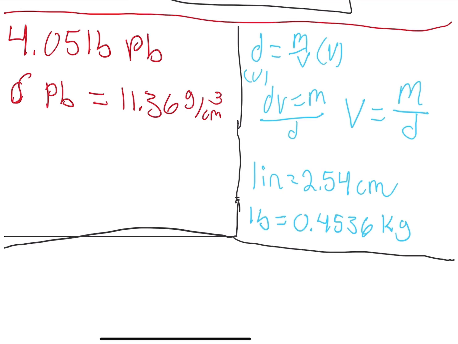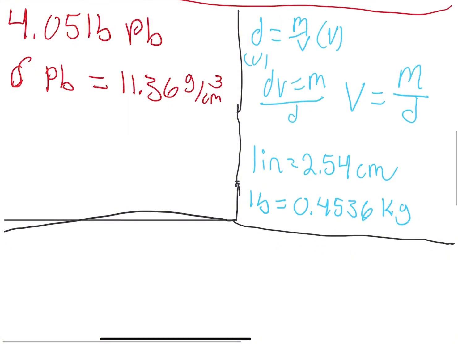We know that density is mass over volume, and if we rearrange that equation, we can find the volume equation, which is volume equals mass over density. And we have to do a couple conversions for this problem. We have to do centimeters cubed to inches cubed and pounds to grams. So I went ahead and wrote down the conversions for that.